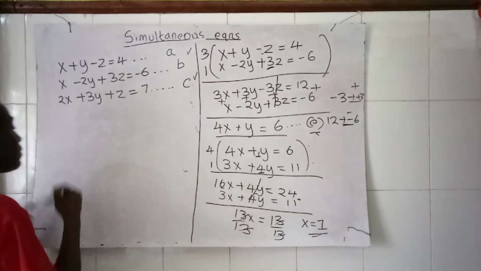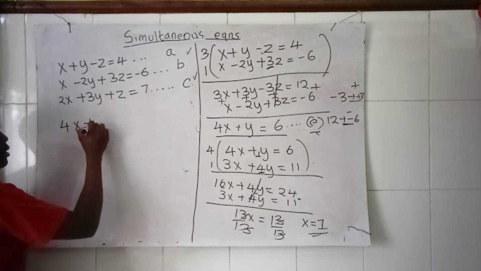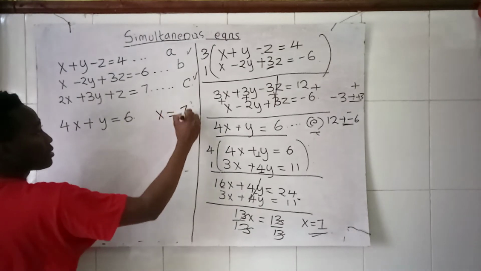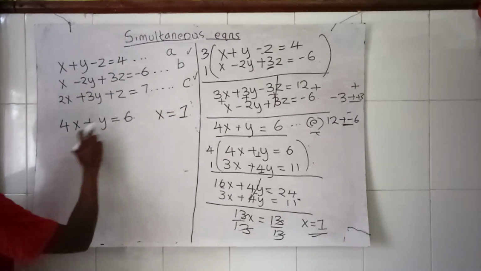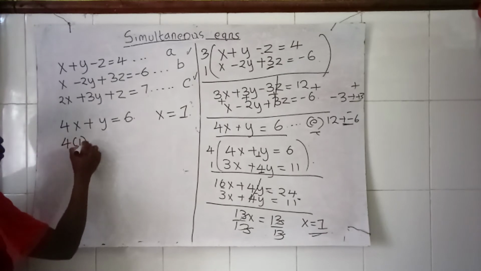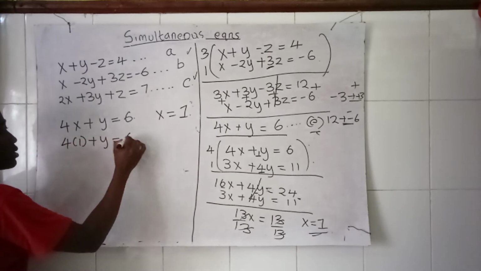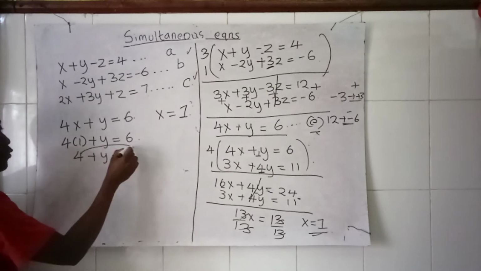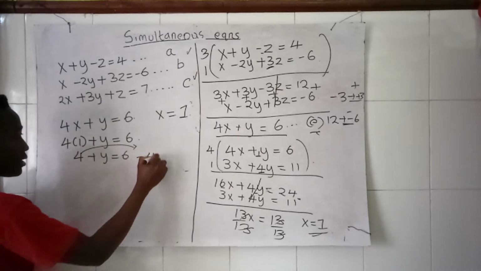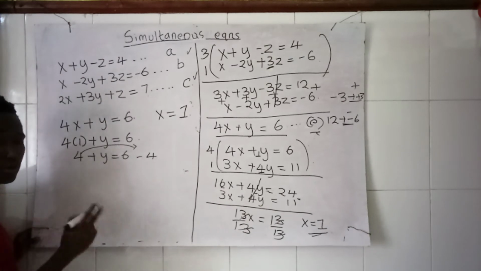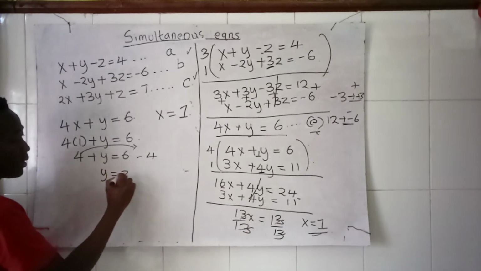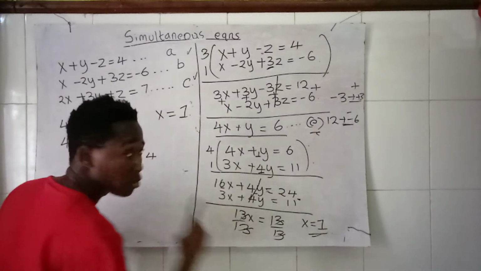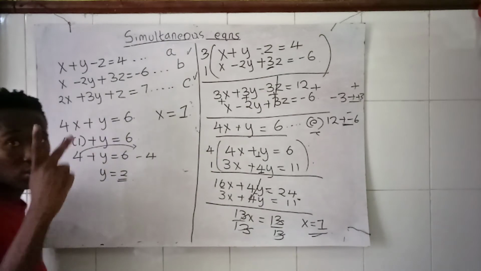So 4x plus y is equals to 6 na x tumepata 1. So substitute, 4 times 1 plus y, 6. 4 plus y is equals to 6. Take 4 to the other side, nakuwa negative 4. 6 minus 4, 2. I'm left with y is equals to 2. So now I have x is equals to 1 and y is equals to 2.